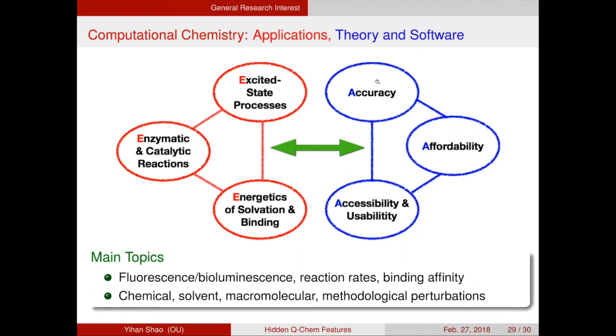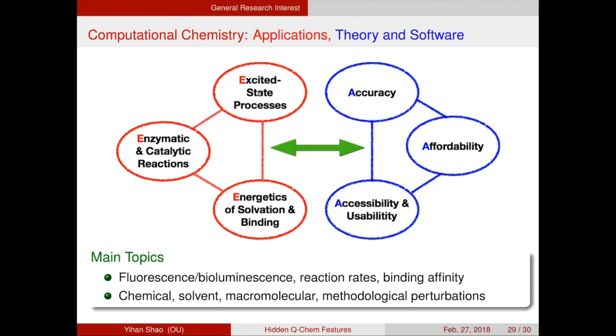And so there we want to develop more accurate methods. We want to make existing methods more affordable, and we also want to make the good methods more accessible and more usable by the general community. And we also work on applications, namely chemical and biological applications. And there, we work on the three E's.